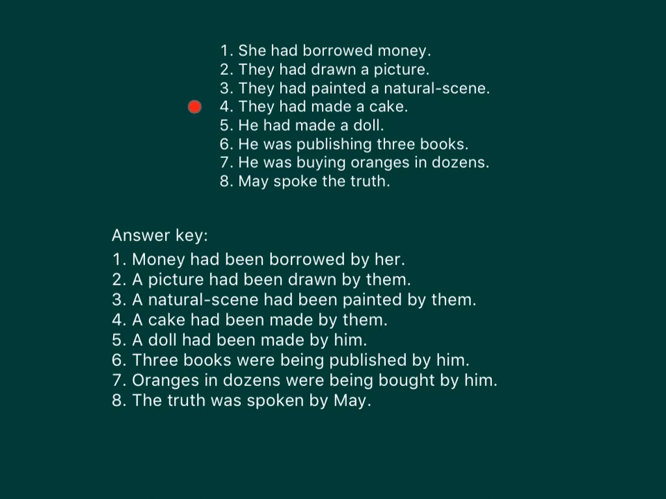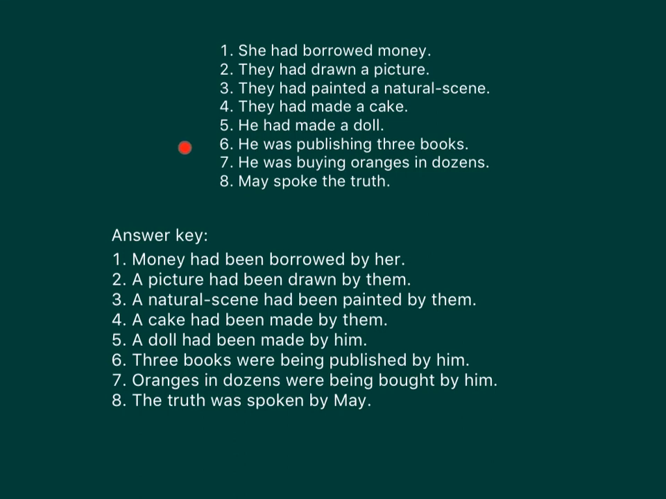Number 4, they had made a cake. Passive voice, a cake had been made by them. Number 5, he had made a doll. Passive voice, a doll had been made by him.